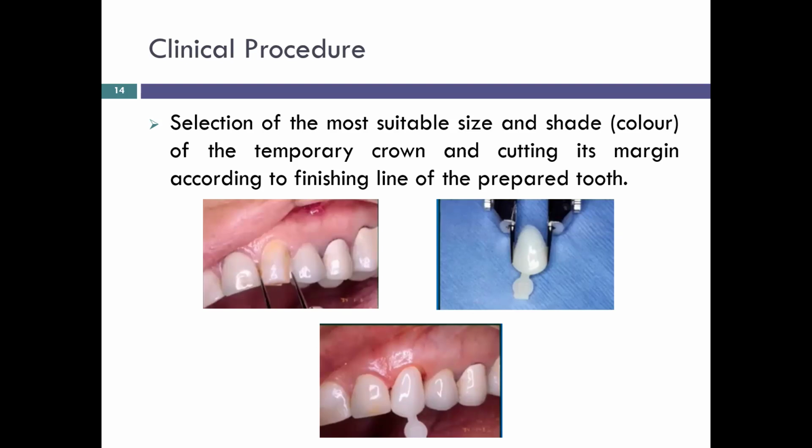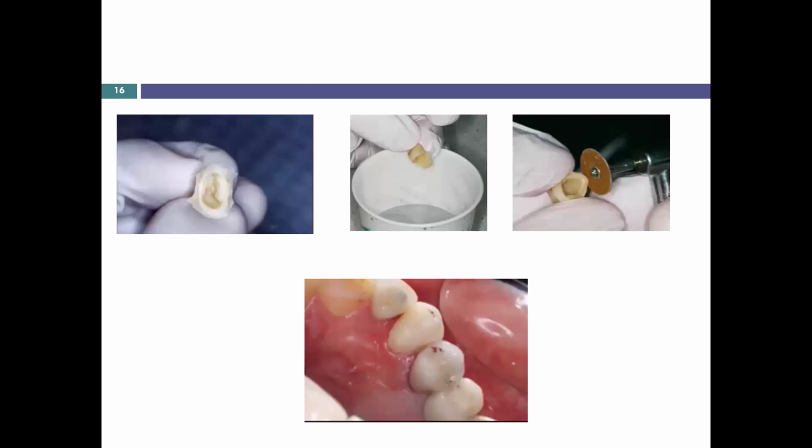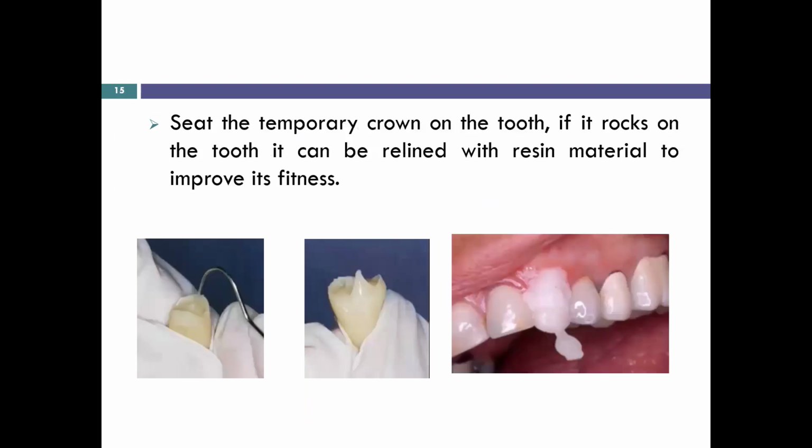Seat the crown in the patient's mouth. In the third picture, we can see they have seated the crown. Now, seat the temporary crown on the tooth. If it rocks on the tooth, it can be relined with resin material to improve its fit. In this picture they are doing the relining, filling the crown with the relining resin material and placing the crown.